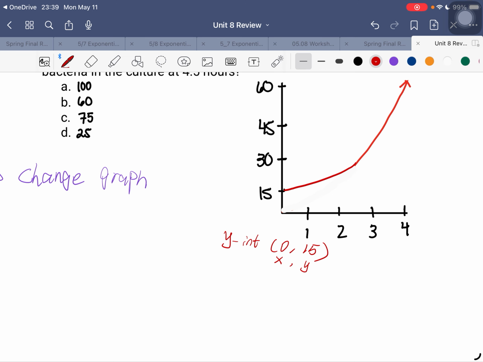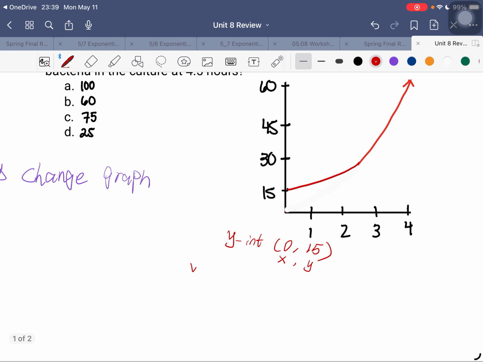Let's write down the formula first. The formula is y equals a times b to the power of x. When x equals 0, what's b to the power of 0? Any number to the power of 0 will be 1. So the coefficient will just equal the y-intercept.